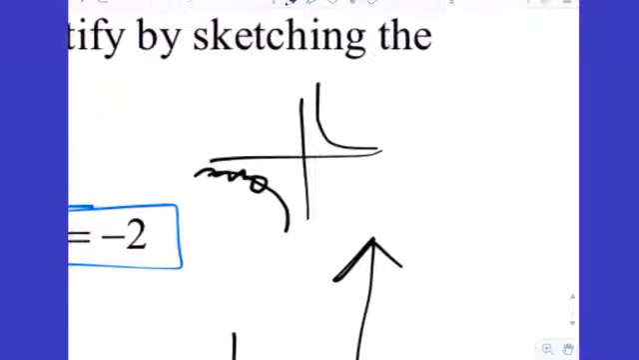Think about this parent function 1 over x that we already, I'm going to get there right when it's going to quit ringing. Yeah.